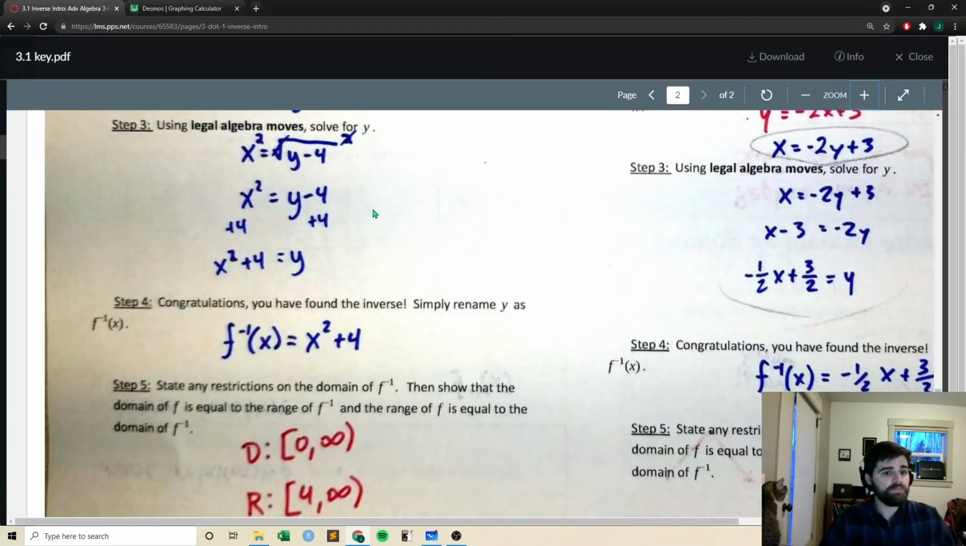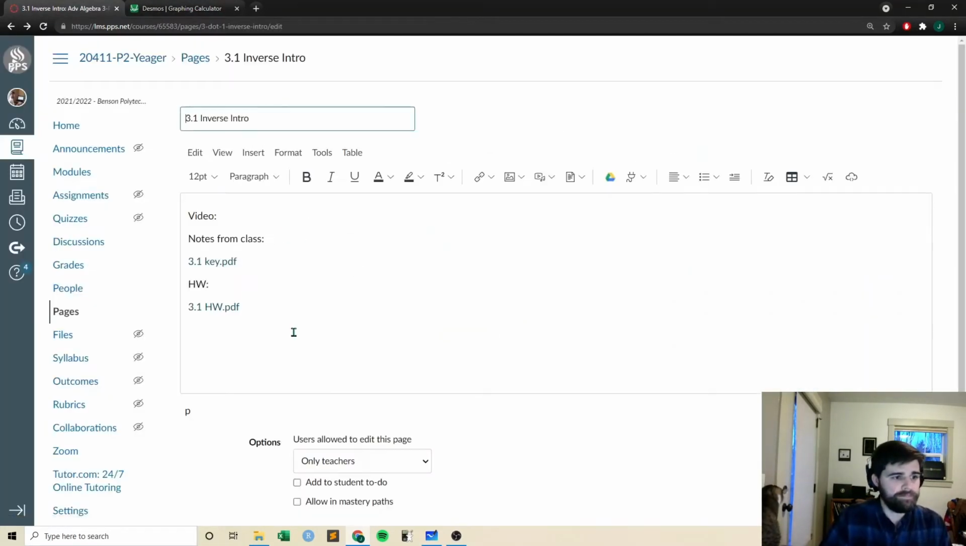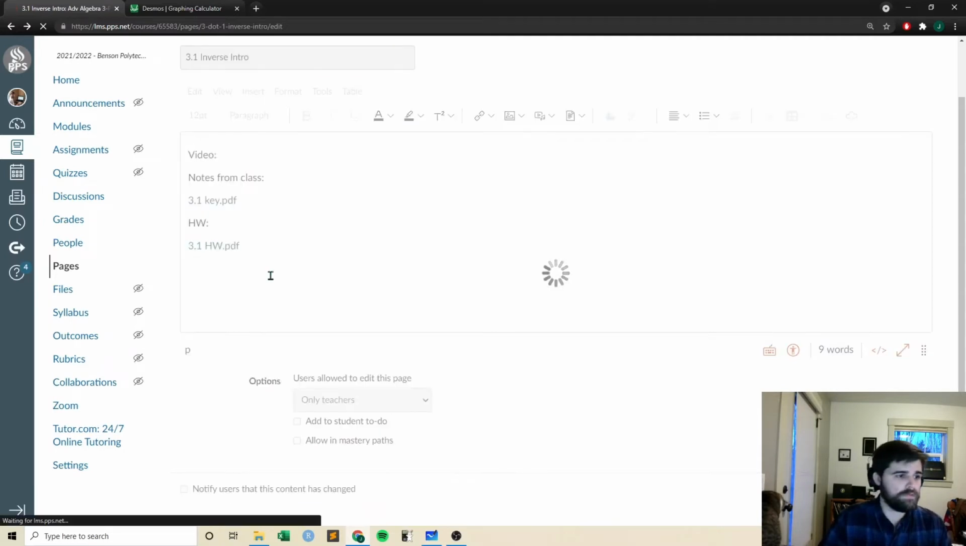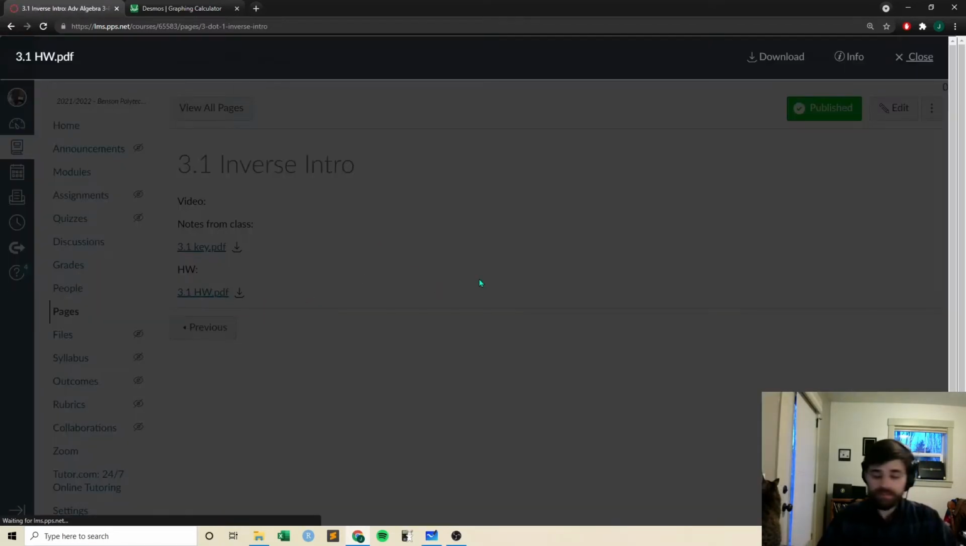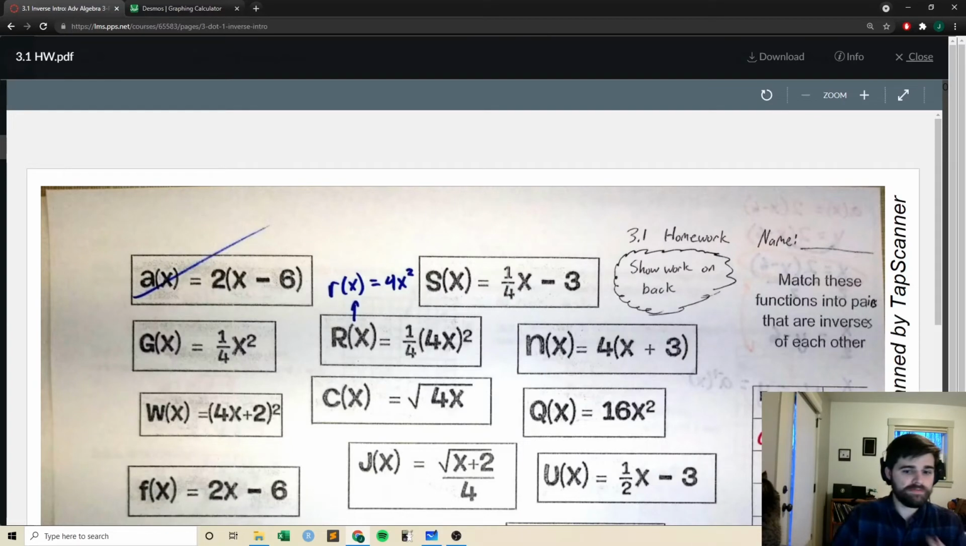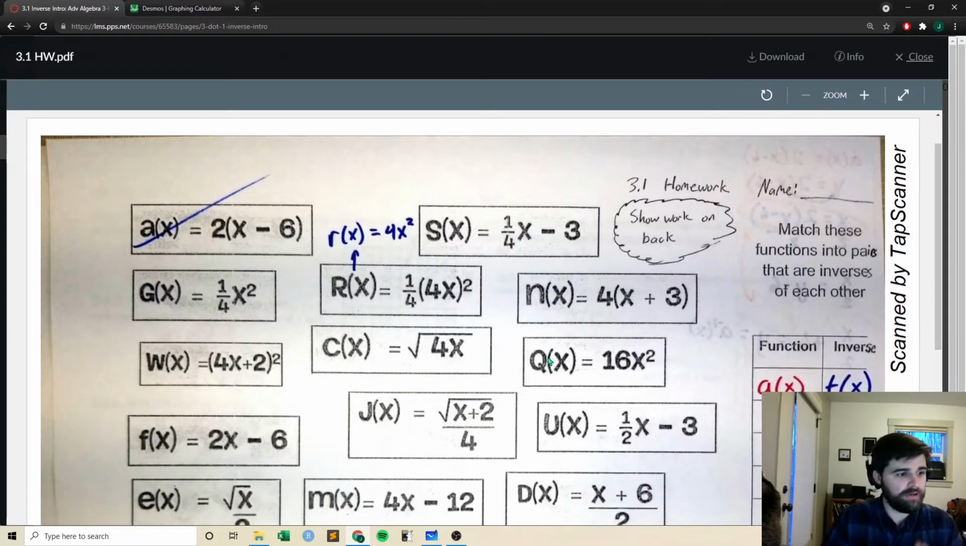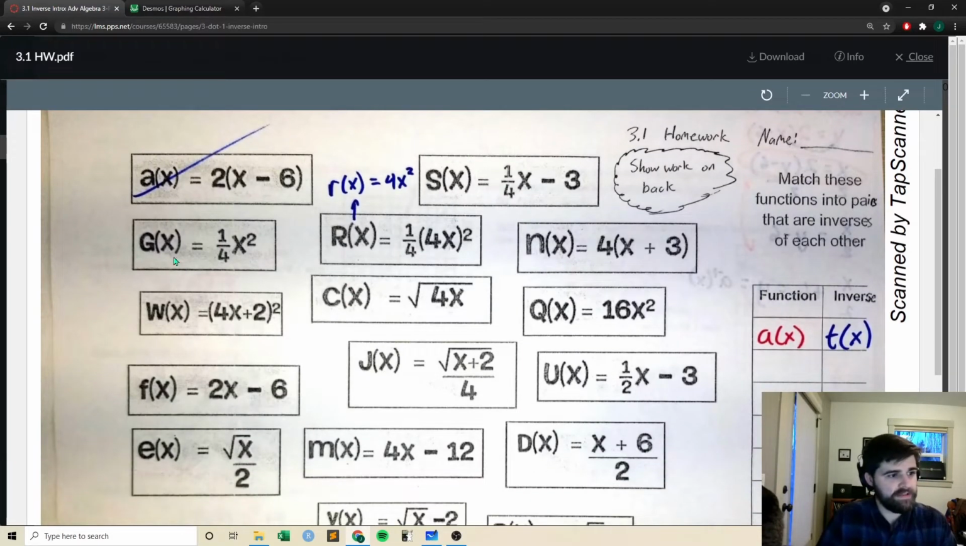Okay, so let's take a look at your homework for this day, which is matching functions with their inverse. So I've got the first one shown for you here. Let's take a look at the next guy.